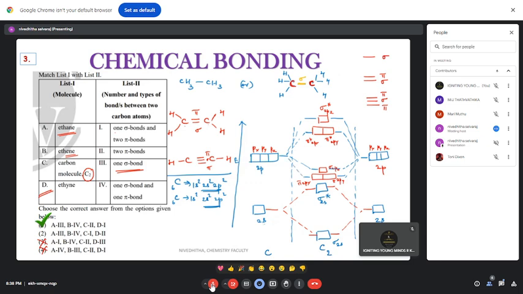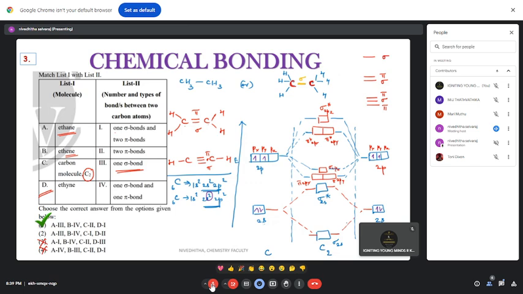In the 2s orbital, how many electrons are there? 2. In the 2p orbital, how many electrons are there? It is again 2. Similarly for this carbon also, in 2s we have 2 electrons, and in 2p we have 2 electrons. After the molecular orbitals are formed, electrons from the atomic orbitals have to move to the molecular orbitals. For the 2s orbitals we have a total of 4 electrons, 2 from one carbon and 2 from the other carbon.